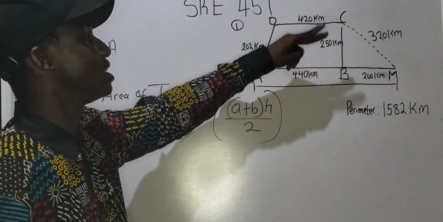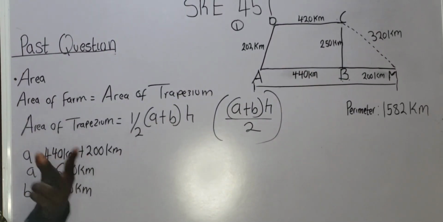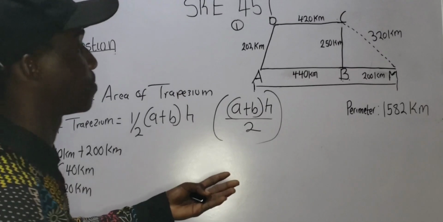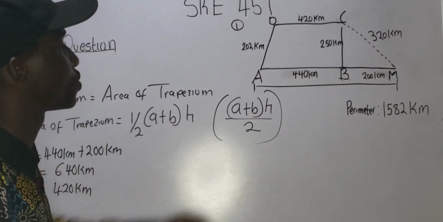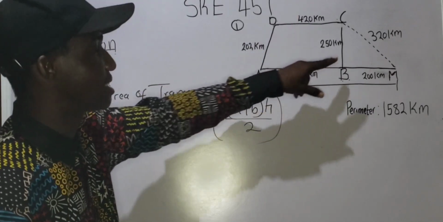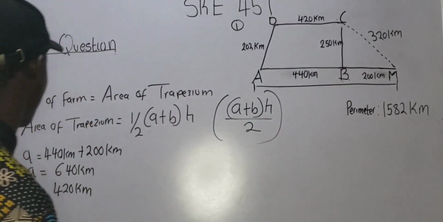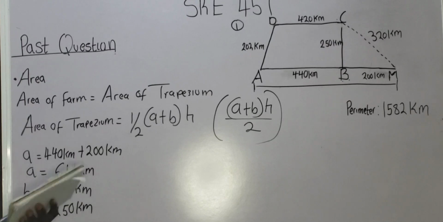And line DC is B, which is the second of the parallel sides of this trapezium. Line DC is 420 kilometers. The distance between line DC and line AM is the height, which is 250 kilometers. So h is equal to 250 kilometers. Now we have all the parameters we needed in this formula.